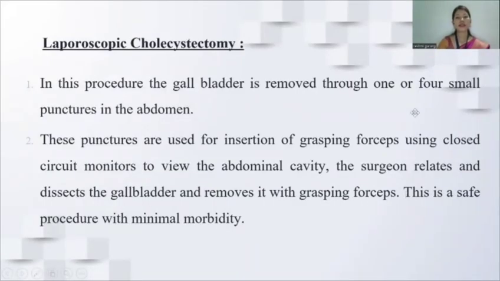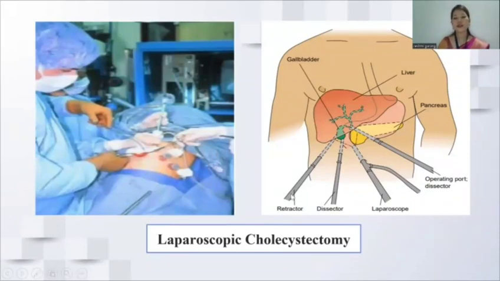The next is laparoscopic cholecystectomy. Here we remove the gallbladder through one to four small punctures in the abdomen. The laparoscope contains a camera, and through the ports the surgeon dissects the gallbladder and removes it by grasping it with forceps. This is a very safe procedure with minimal morbidity. I'll show you pictures of how laparoscopy looks. Here you can see a retractor and a laparoscope where a camera is attached, and then the operating port or dissector where the surgeon dissects.